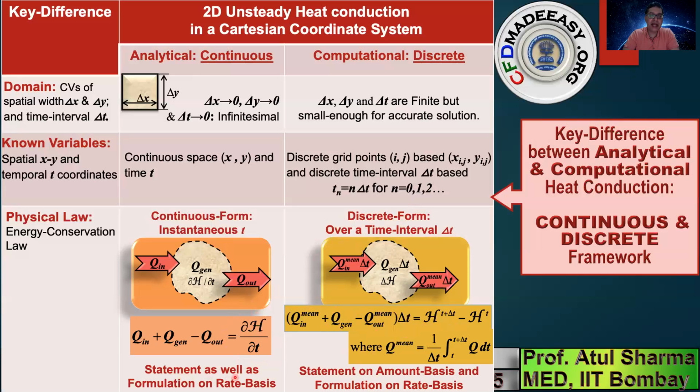Here the statement as well as the formulation is on a rate basis, whereas here the statement that I had made corresponds to an amount basis. Although the final formulation which I have obtained consists of rate of heat transfer. If you take this delta T from the left hand side to the right hand side, this becomes the rate of change of enthalpy. The final formulation is on a rate basis and the statement is on an amount basis.